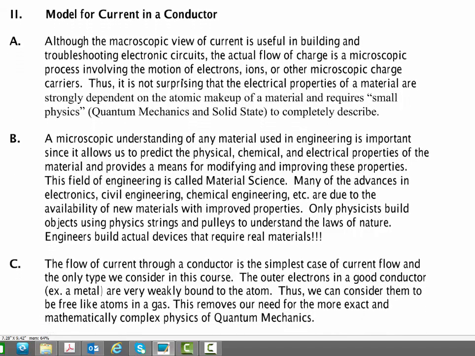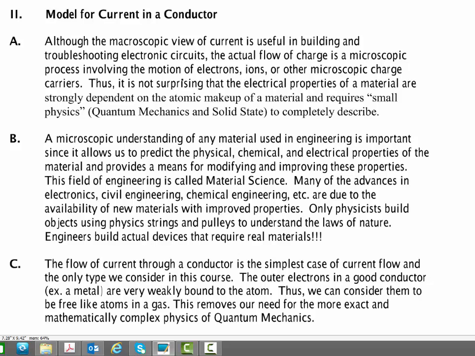Although you can work with wires and not understand anything more than a heuristic approach about what's going on, if you really want to understand electronics, if you want to be an electrical engineer or a physicist, then we need to have a microscopic understanding of what is going on in current. This is very useful in troubleshooting electric circuits, and it's useful in understanding how modern devices work.